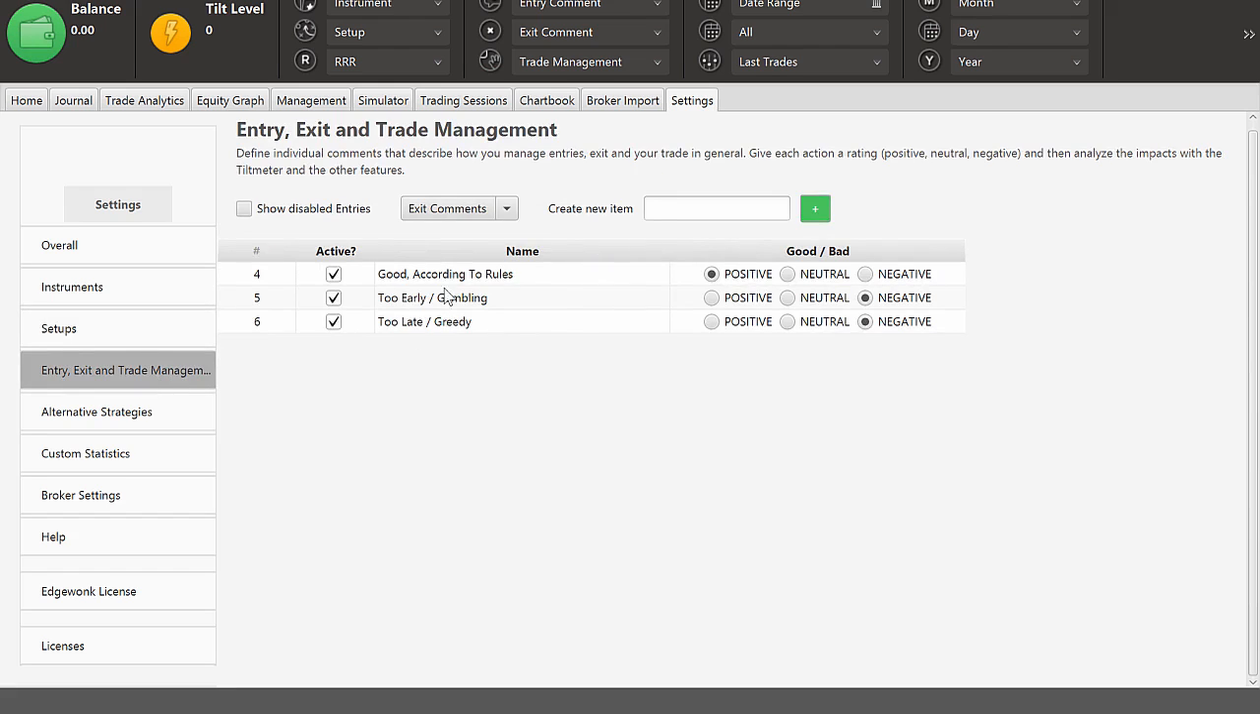Okay, entry, exit and trade management. I don't have much here. For the exit comments I use good, too early, too late. Same for the entry, good, too late, too early. And trade management, good according to rules, or broke rules, gambling. I always put gambling behind entries where I broke my rules because I want to remind myself that whenever I break my rules, I'm trading outside of the statistical set, which is my system, and then it's basically gambling.